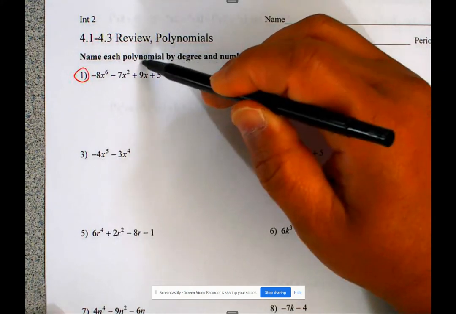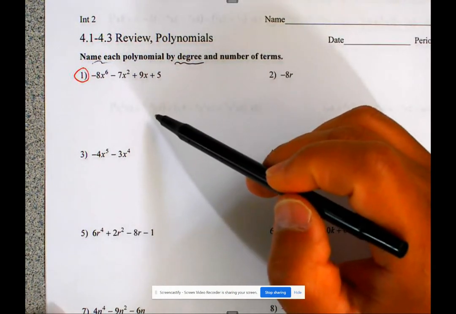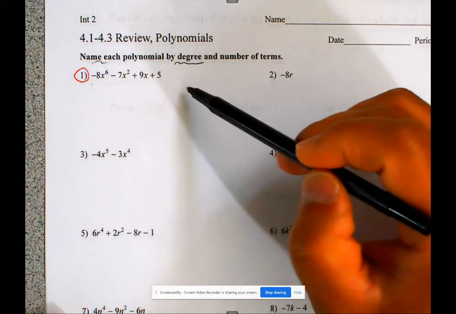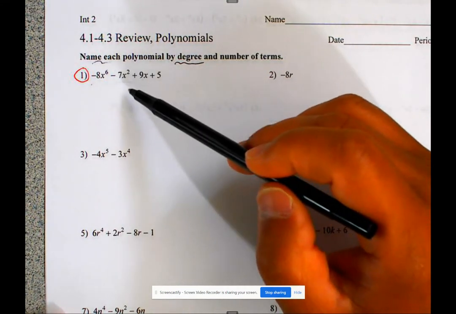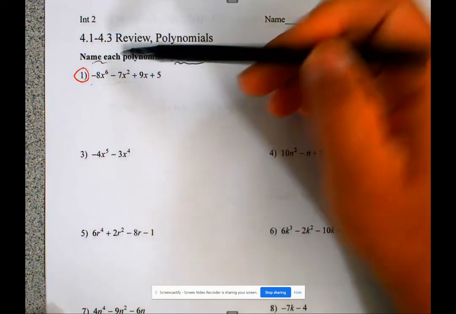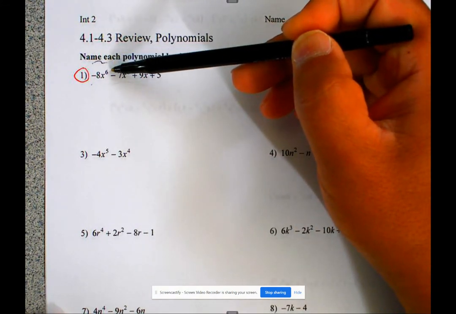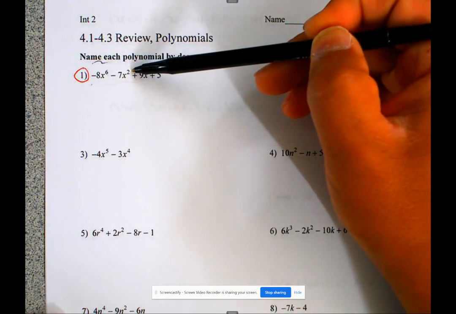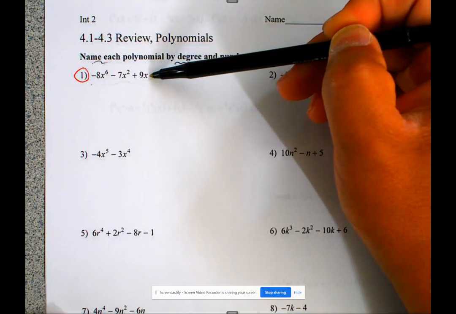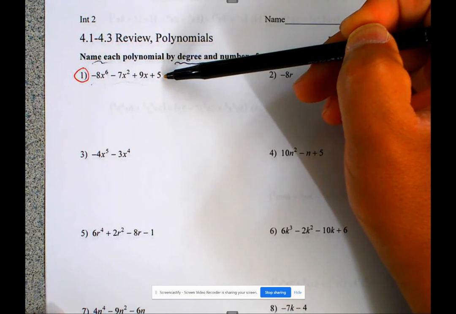So first part is to name each one by degree. All right, so you want to find the highest degree out of this polynomial. All right, sometimes they're out of order, but you want to find the highest degree. So in this case, this one has a degree means the power to the variable, like the exponent on your variable. So x to the 6th power, and we have x to the 2nd power. This one has x to the 1st power, which is invisible, right? And then this one has no variable. That means you have a 0 power, no variable, constant.